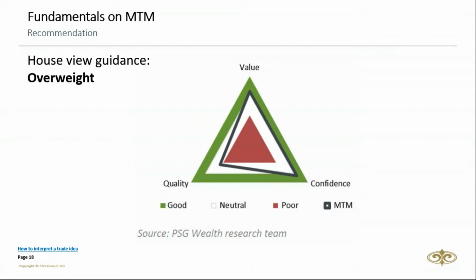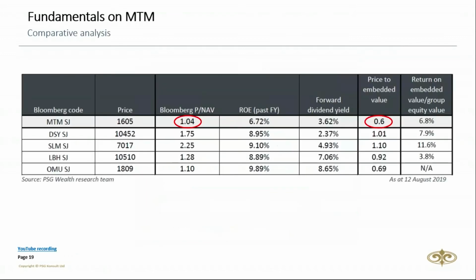So we feel that this company, MTM, still holds value because the price to embedded value is 0.68, well below its long-term average of 1.04 times. Again, we believe there's opportunity here. It's undervalued, and we believe there's an opportunity to dig a bit deeper. You can click on this little link here, which takes you to a recording of the analyst report on this company.